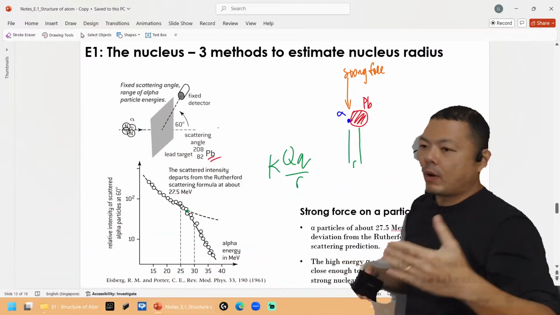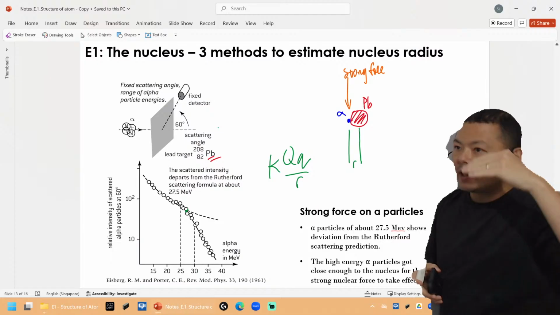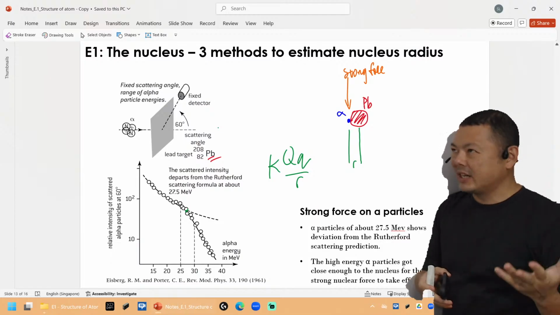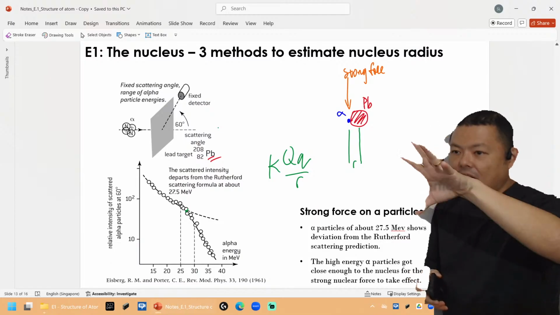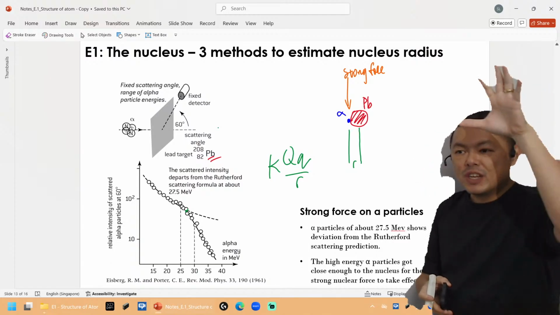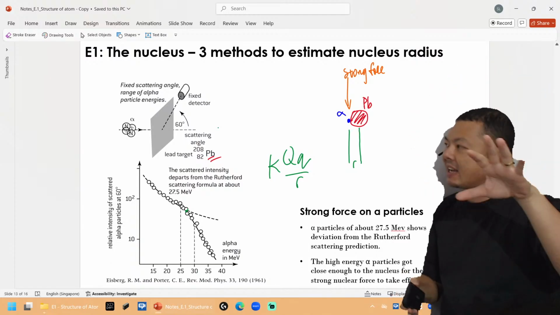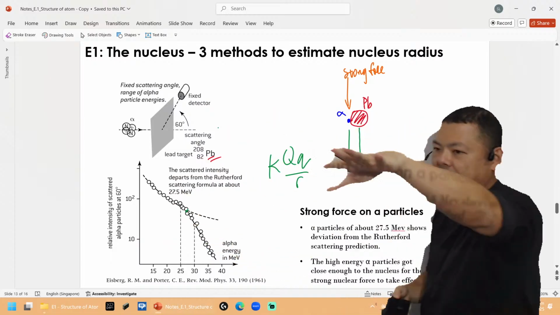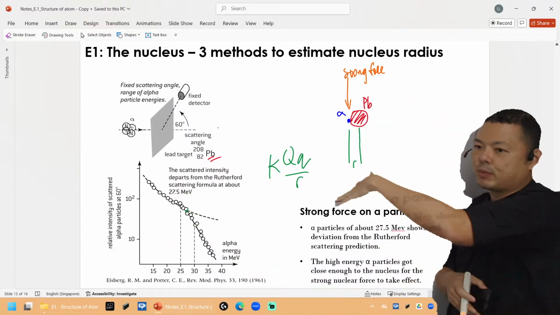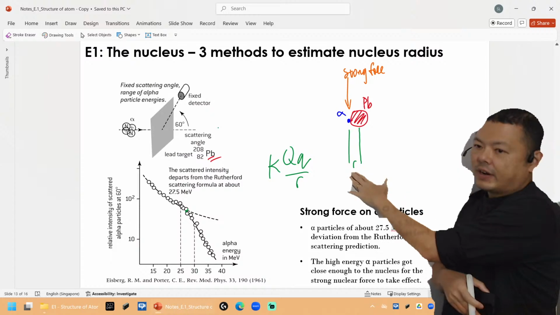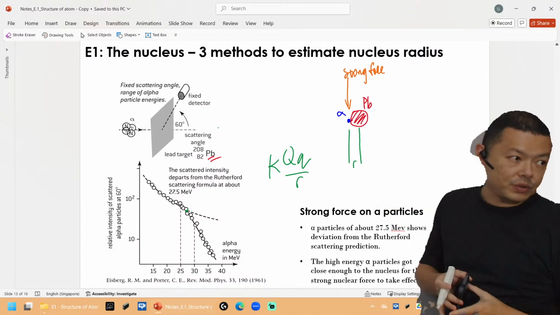Let me repeat one more time. From E1 all the way to E5, you will get a lot of different kinds of experiments. You need to figure out what the experiments are for. So if I give you a Rutherford deflection experiment, you need to just tell me what it is for. It is to help you find the radius and help you understand the strong force.